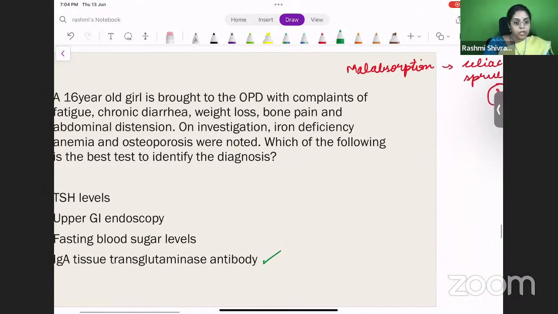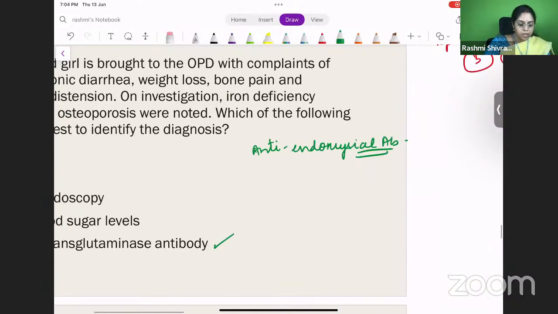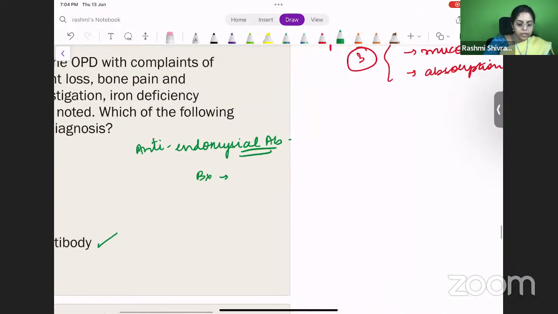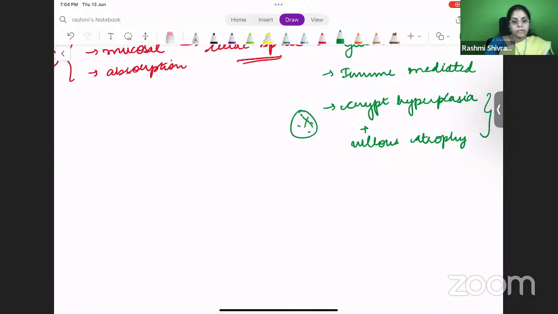So one more antibody can be present, which is called anti-endomysial antibody. This also can be positive in these patients. So what is the gold standard test for these patients? It will be a biopsy. Like I told you, what is the biopsy finding? You will have crypt hyperplasia and villus atrophy in these patients.